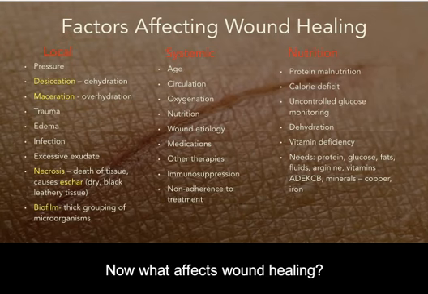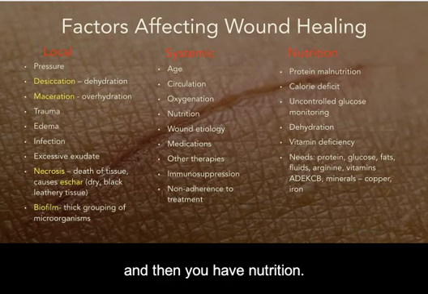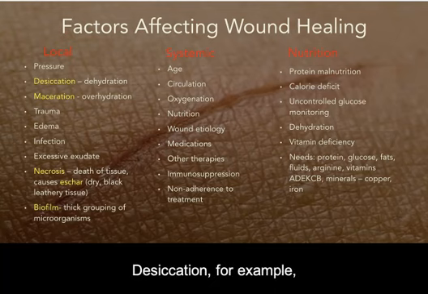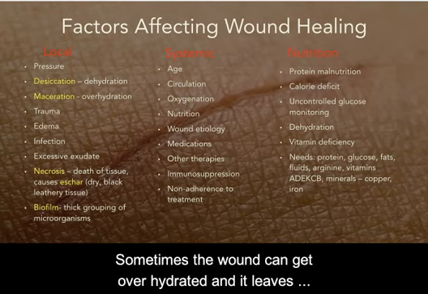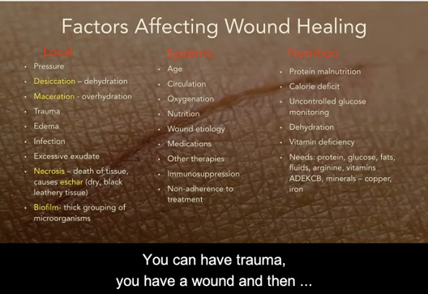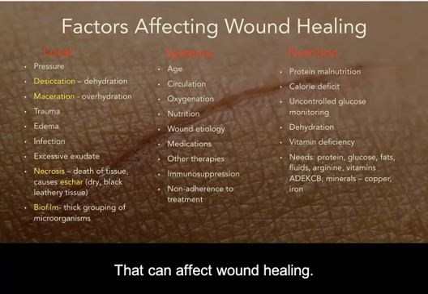Now, what affects wound healing? You have local factors, you have systemic factors, and then you have nutrition. Local factors are pressure. If a patient has pressure on the wound, obviously they're going to develop a pressure injury. Desiccation, for example, dehydration. Maceration: sometimes the wound can get overhydrated and it leaves white patches, which are maceration. You can have trauma. You have a wound and then all of a sudden they get trauma on the same site. That can affect wound healing.